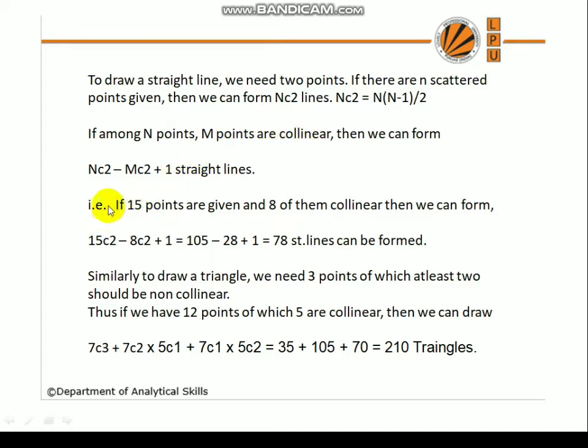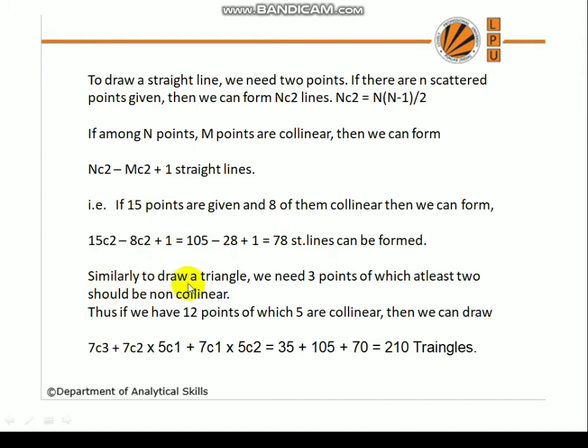Let's see a sample question. If 15 points are given and 8 of them are collinear, then we can form 15C2 minus 8C2 plus 1. 15C2 is 105, 8C2 is 28, plus 1. So 105 minus 28 plus 1, which is equal to 78 straight lines can be formed out of 15 points in which 8 are collinear.